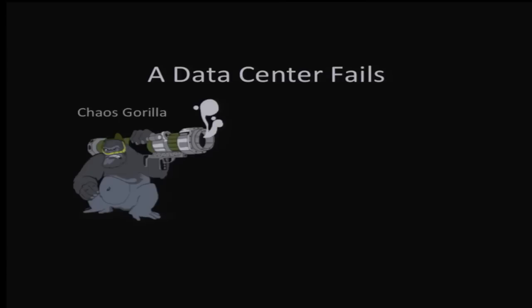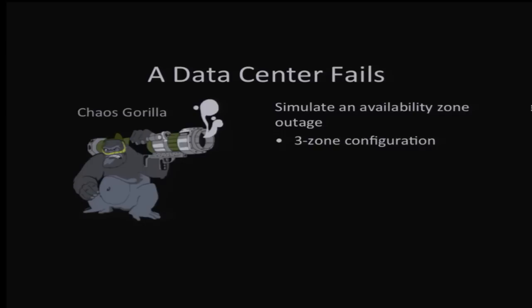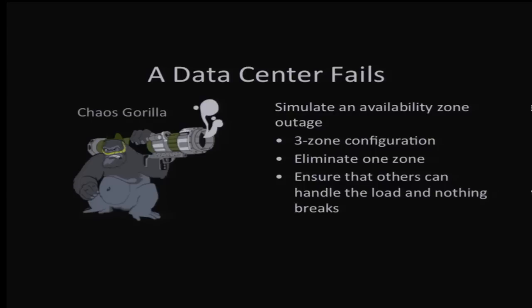So let's move up a level, and let's say now your data center fails. In the Amazon world, data centers are called availability zones, and they are clustered into regions. We created another member of the Simian Army, Chaos Gorilla, to take out an availability zone. We have a 3-zone configuration in the United States and in Europe. We eliminate one zone, and then we want to make sure that the other zones can handle all the traffic, that things fail correctly.